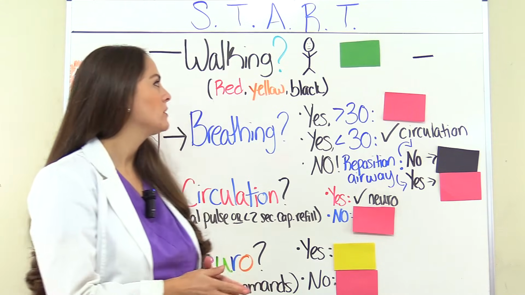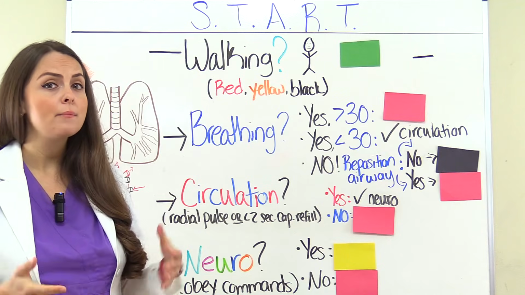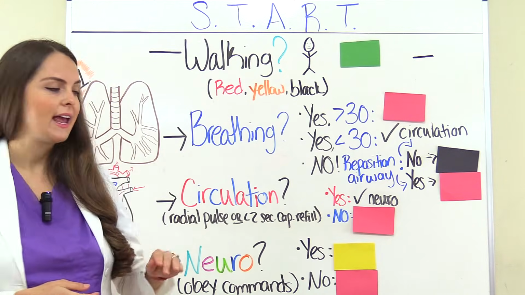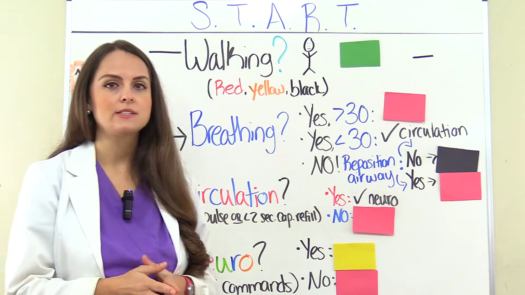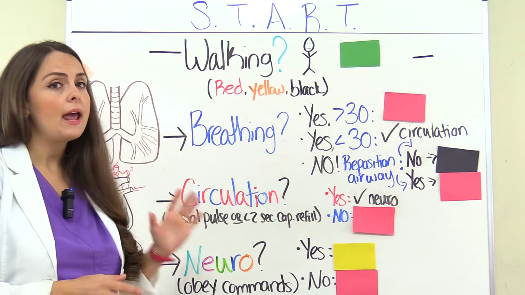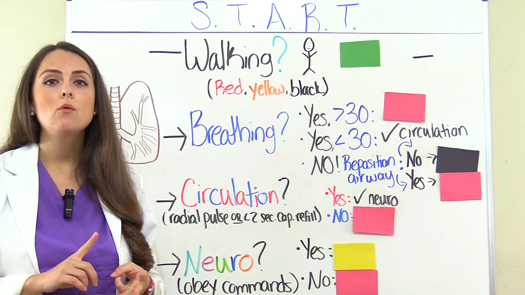So let's quickly review. A patient is only going to be tagged green with the START method if they're up and able to move and walk around, because this tells us that they're breathing, they're circulating, and their neurostatus is there with their mental status, because they can follow and obey your commands. Now for patients who are unable to move around or walk, they're either going to be tagged red, yellow, or black.